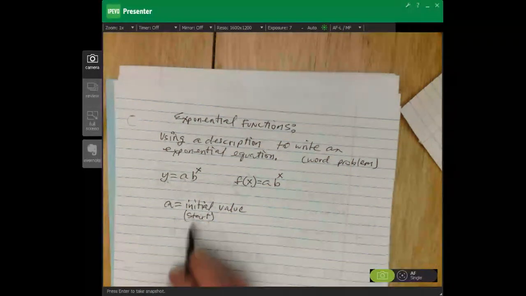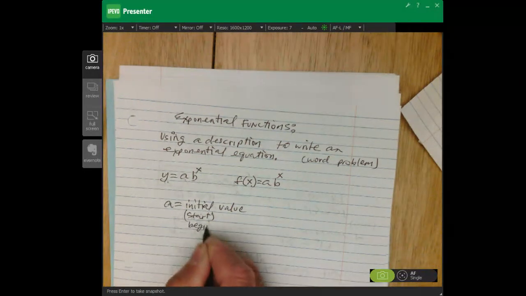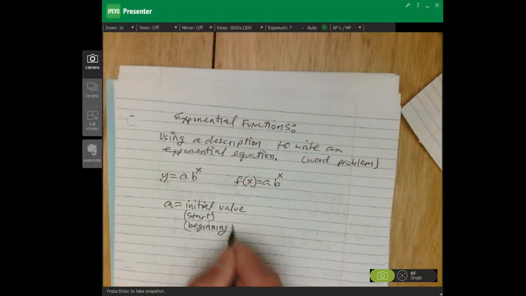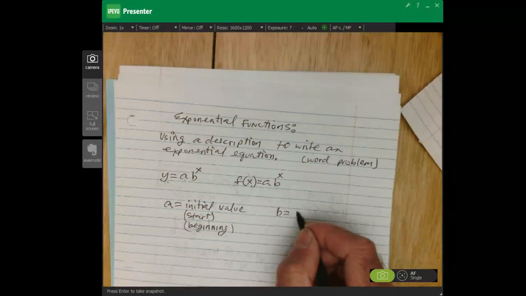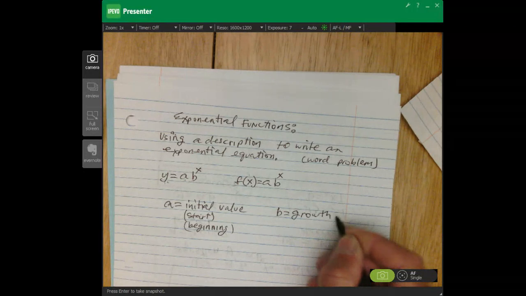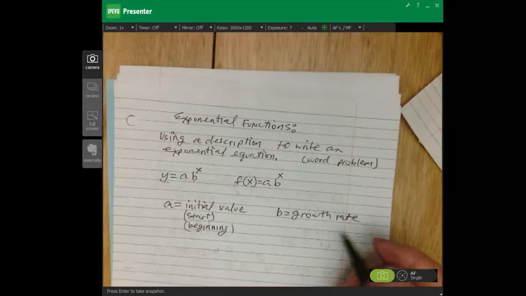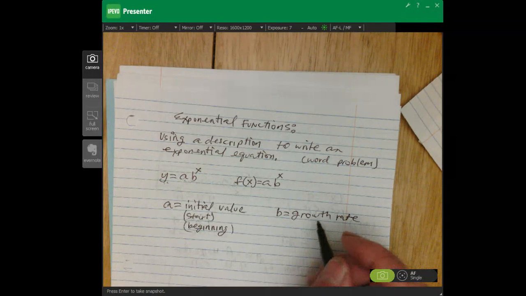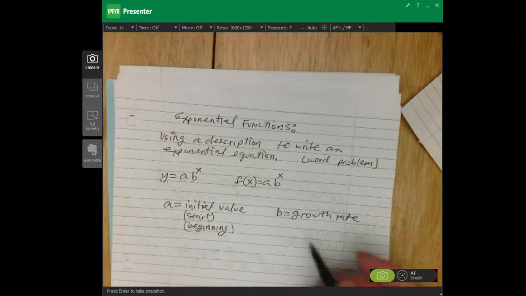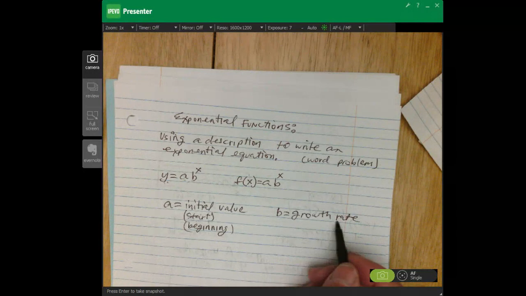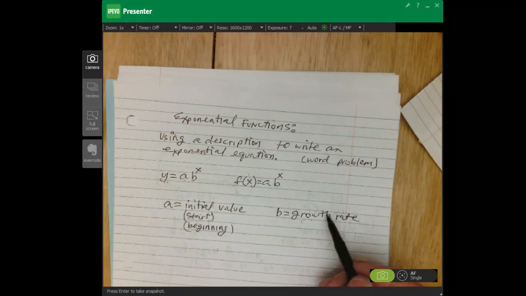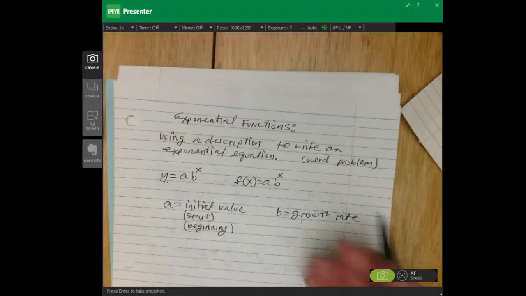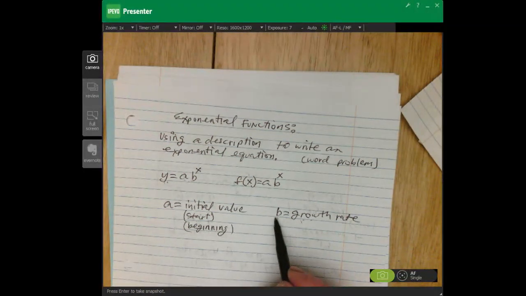So that's the key thing. It's the starting or beginning number, okay? And then b is your growth rate. If we were finding this from a table or a sequence, the growth rate is the exact same thing as the common ratio. However, here the growth rate, and it can be a little confusing, it's the growth rate, but it doesn't always have to be growing. If it's going down or decreasing, then we're talking about exponential decay. But b is still the growth rate.